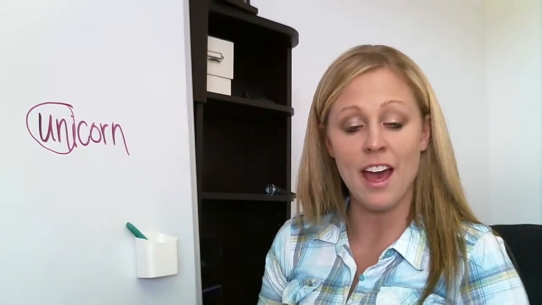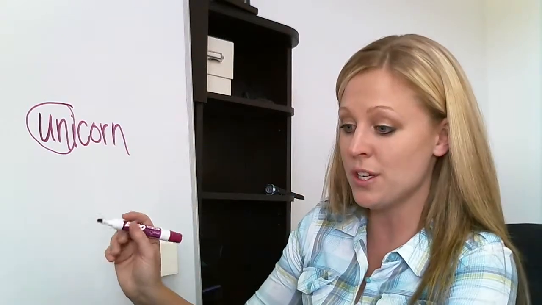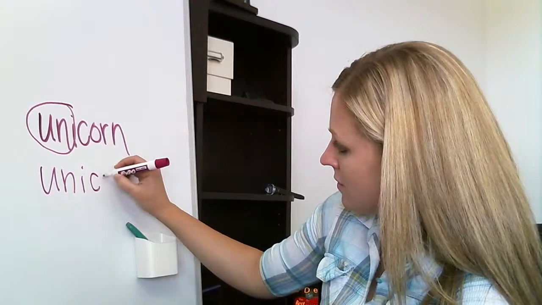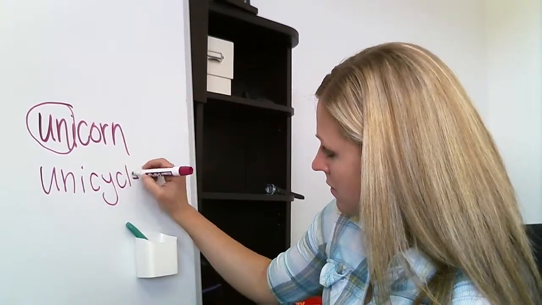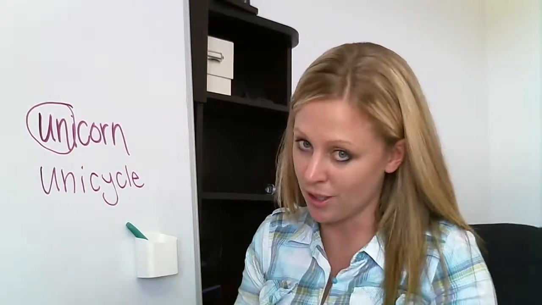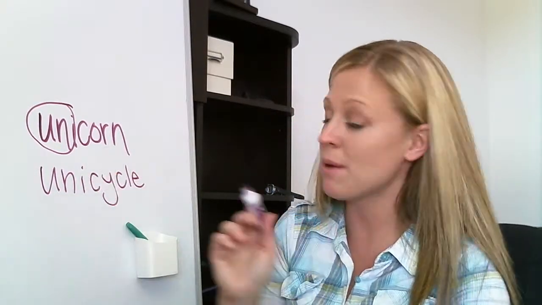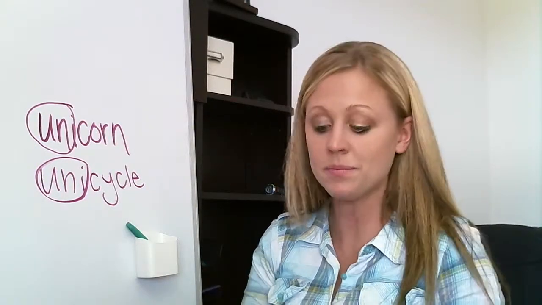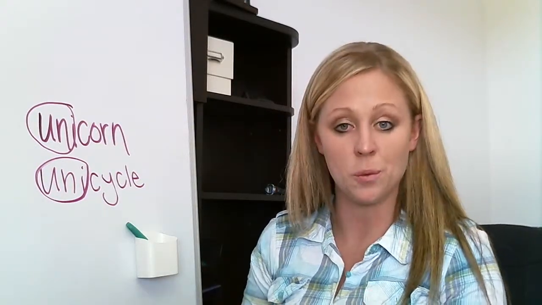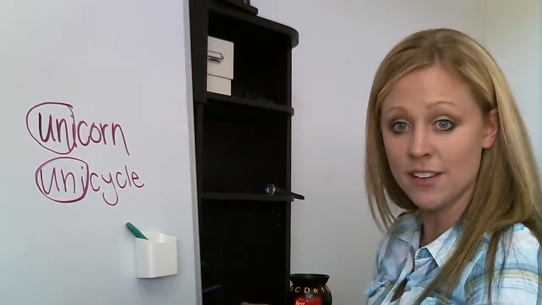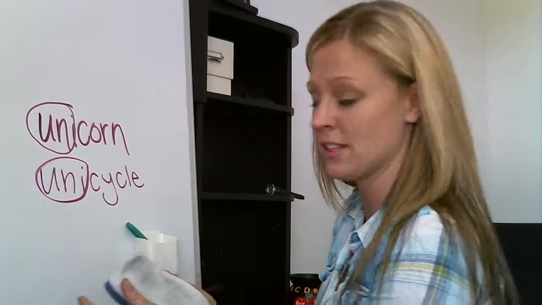The next word that had a prefix is unicycle. So I'm going to write it. Unicycle. Now remember, we're going to circle our prefix. So on your own whiteboard, you're going to circle just like that. So remember, that's our words with prefixes. We're going to circle the prefix. If there was a suffix, we would circle the suffix.